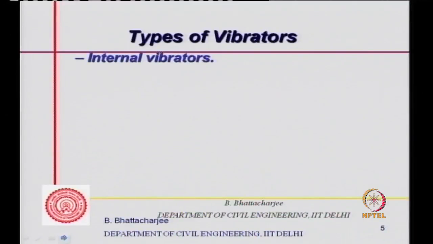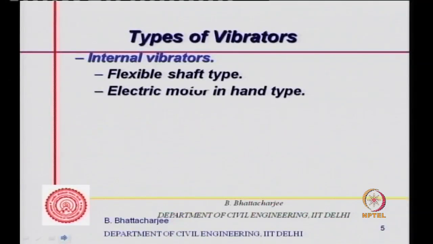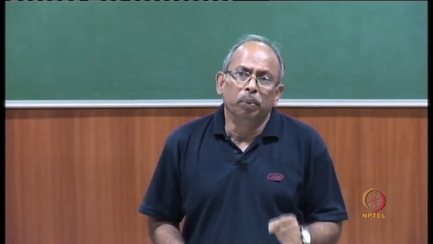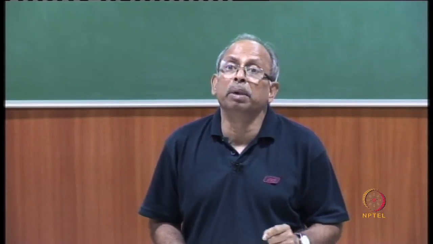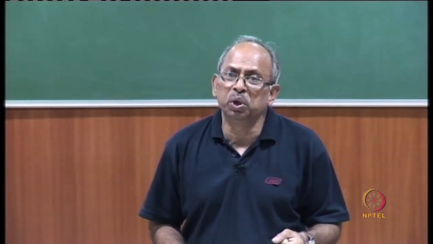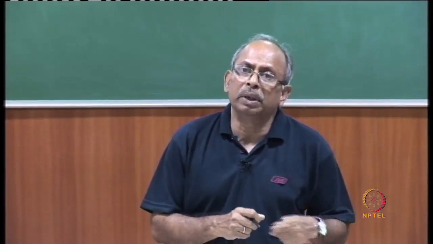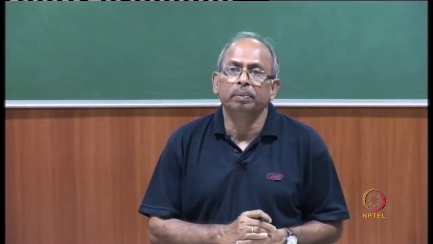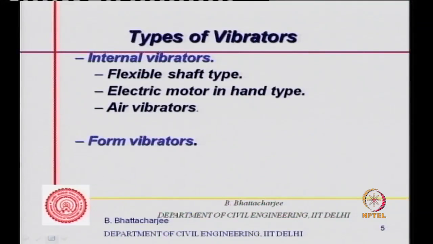Now we have generally two types of vibrator classification: internal vibrator and obviously external vibrator. But internal vibrators themselves are again classified into three types. We'll not discuss all of them because it's not on machines, but the most commonly used internal vibrator is the flexible shaft type. Another one is of course the vibrating machine where the motor is handheld and from there power is transmitted straight away to the vibrating component. Then there are air vibrators, which can also be internal vibrators. But the most common type is the flexible shaft type.